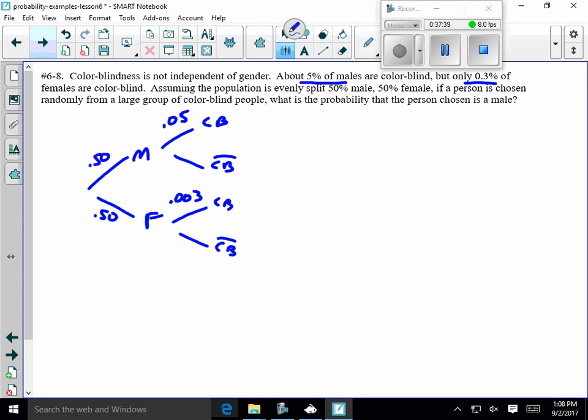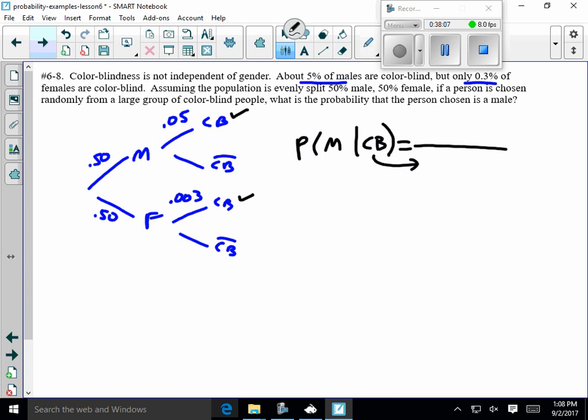So I'm trying to find the probability that a person chosen, okay, it says if a person is chosen from colorblind people. So given the fact that the person's colorblind, what's the probability that they're a male? This is a conditional probability stated like that. And that means we have to somehow come up with, for the denominator, something representing colorblindness. So that could be a count or it could be a probability. So the way we get to colorblind is there or there.